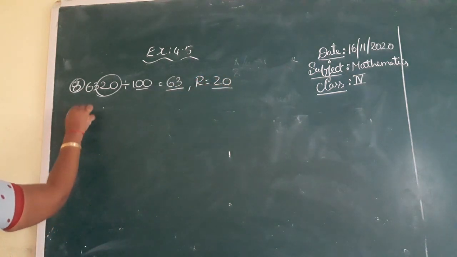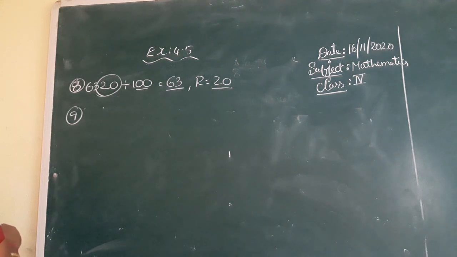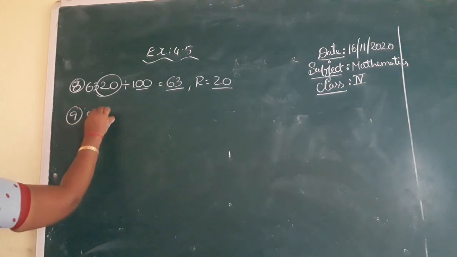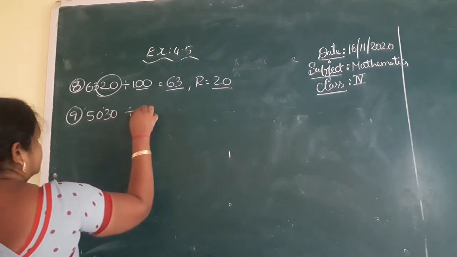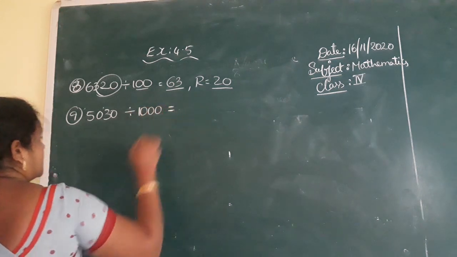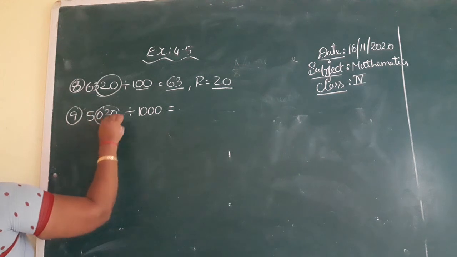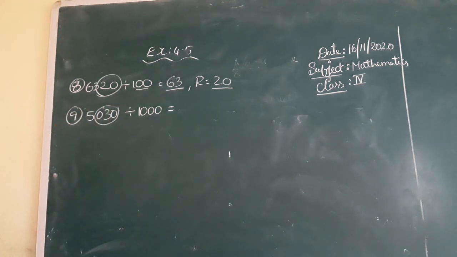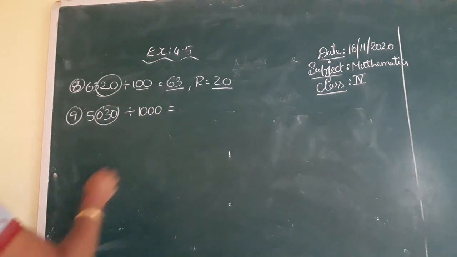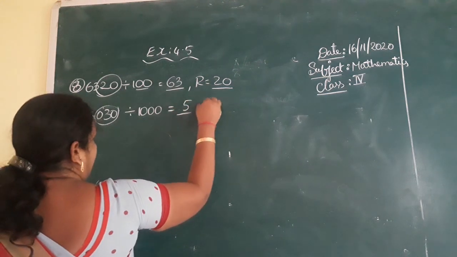See the ninth one, children. 5030 divided by 1000. So 1000 means 3 places. So ones, tens and hundreds are circled. So what is left? How many thousands are left in that? 5000s. And the remainder is 30.